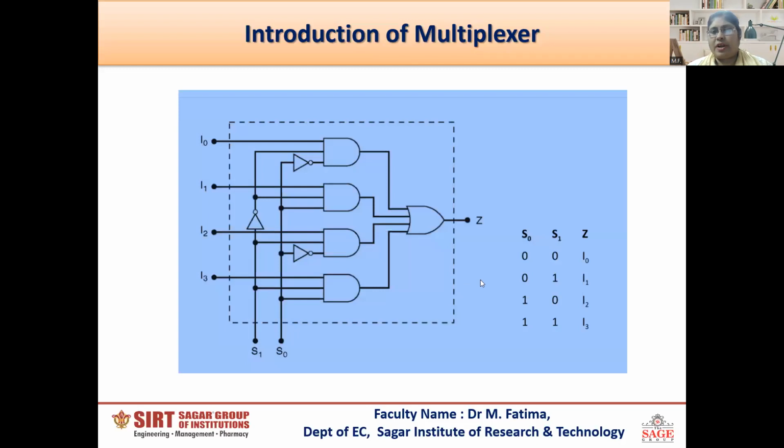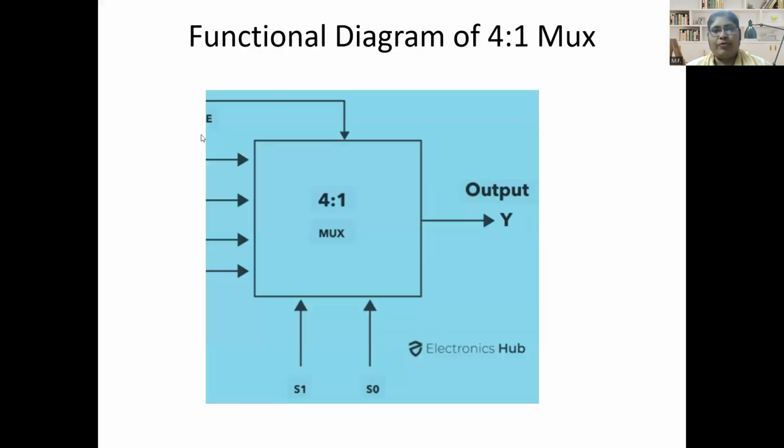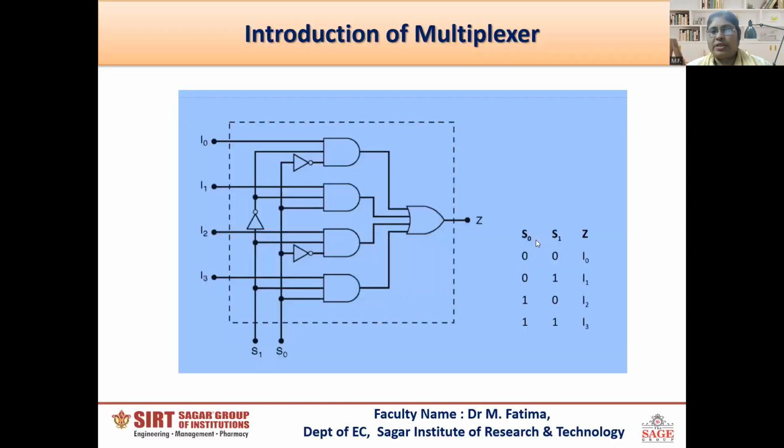Here, this is the truth table of the 4:1 multiplexer. The values of S0 and S1 are the two control lines. Depending on the value of these control lines, the input will be connected. The inputs are I0, I1, I2, I3, and the select lines are S0 and S1. Depending on the value, if it is 0, 0, then I0 will be connected to the output. If 0, 1 are the select line values, then I1 will be routed to the output.